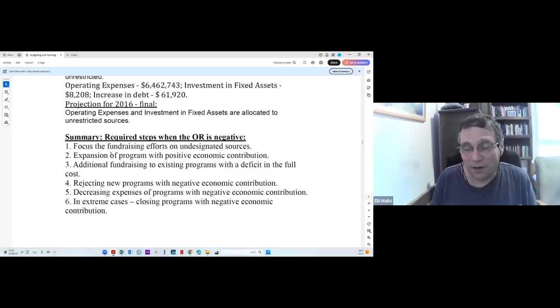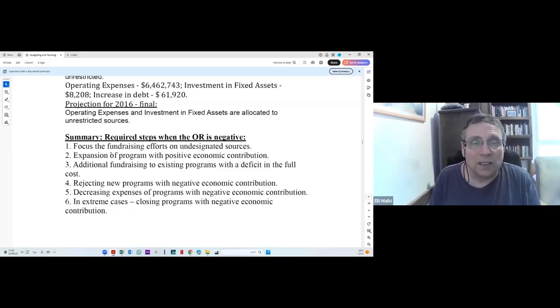Steps 4 to 6 involve more pain. Step 4 is rejecting new programs with negative economic contribution. We did that in the exercise. We looked at programs, and if the program has a negative economic contribution, and we have a negative operating reserve or negative financial assets, we cannot take it. We can only do that if we have a positive operating reserve that will be able to subsidize it.